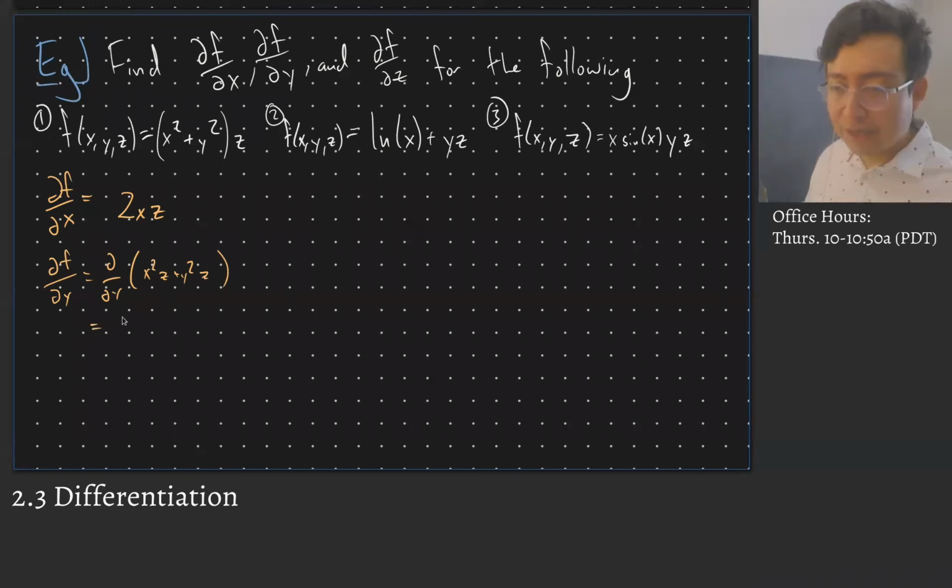So this derivative is 0. And so we get the derivative with respect to y of y squared z. Well, we do the power rule to get 2y, and the z doesn't move, right? So we get 2yz. Okay.